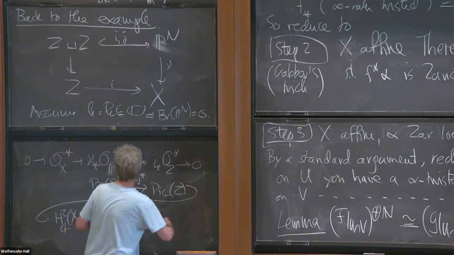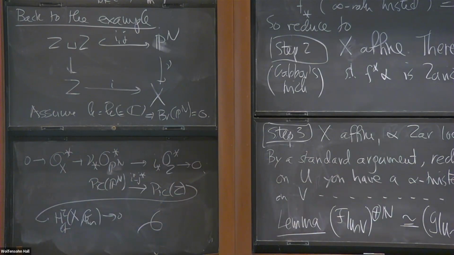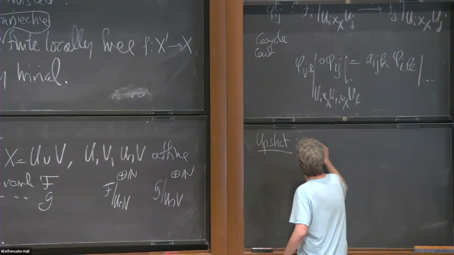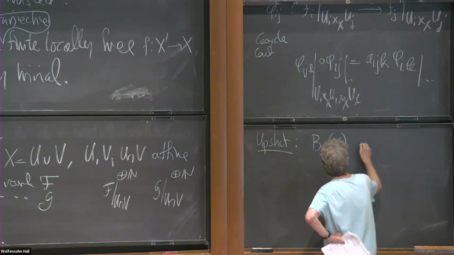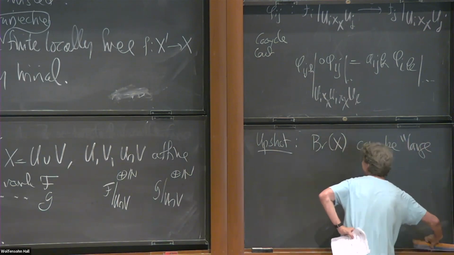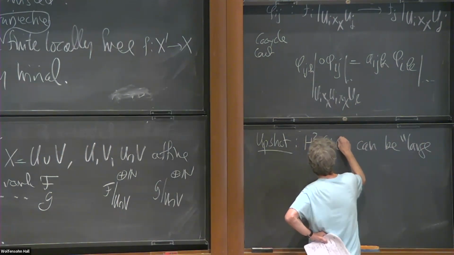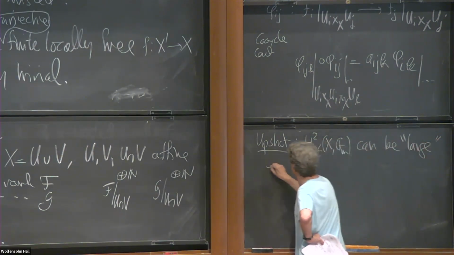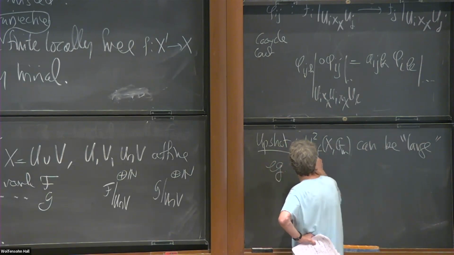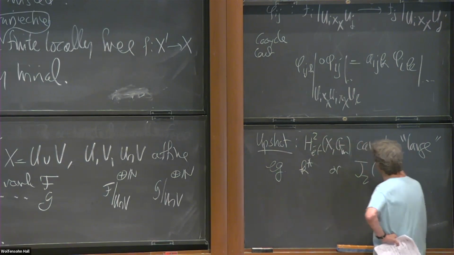And so, upshot, I just mean that upshot: H2 G_m of X bar can be large. E.g., K star, or the Jacobian of a curve, K points.